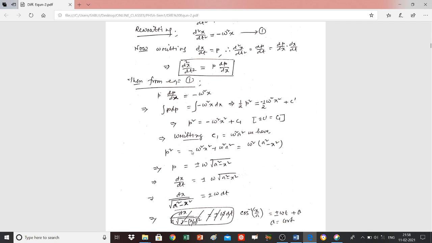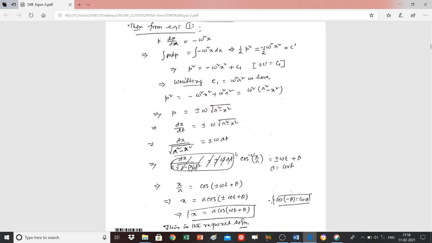So p square from here, omega square a square minus omega square x square, that is equal to omega square into a square minus x square. Or from here p is equal to plus minus omega root over a square minus x square. Or you know that p is equal to dx by dt. So dx by dt is equal to plus minus omega root over a square minus x square. Or dx by root over a square minus x square is equal to plus minus omega dt. You can write this in this fashion.